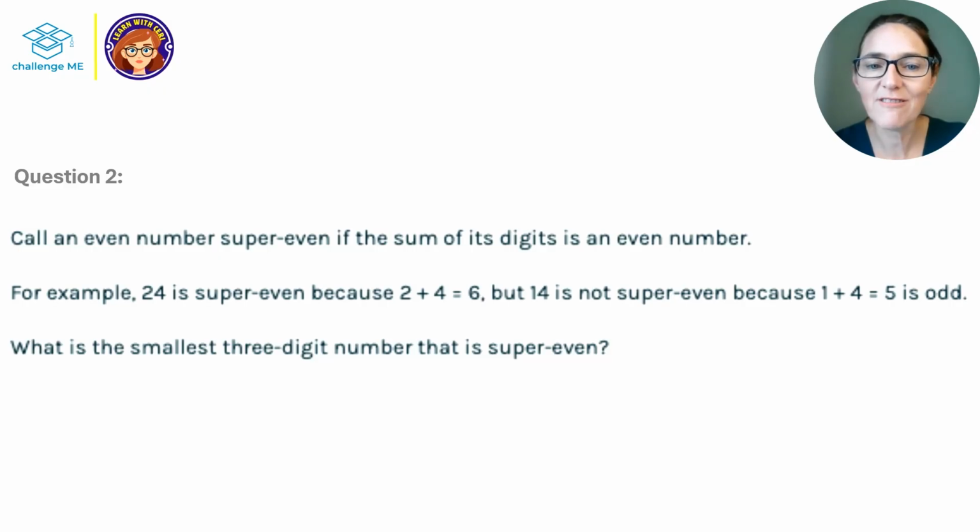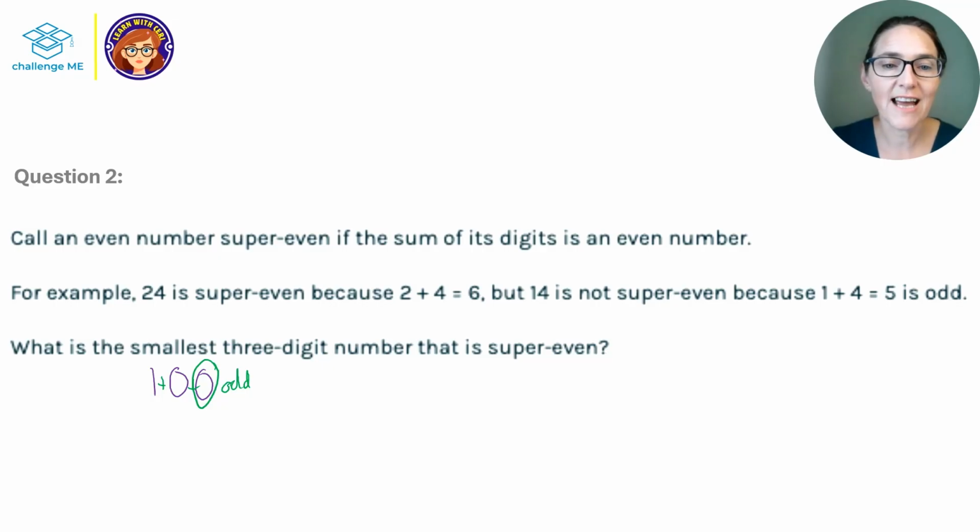Okay, well the smallest 3-digit number is 100. So when we add the digits, the sum of the digits, we've got to add 1 plus 0 plus 0, well that is odd, so that's no good. And this number is going to be even because it's got to be even in order to be super even. So because the 1 and the 0 make 1, adding on an even number will always be odd. So anything starting 1, 0 straight away is going to be no good.